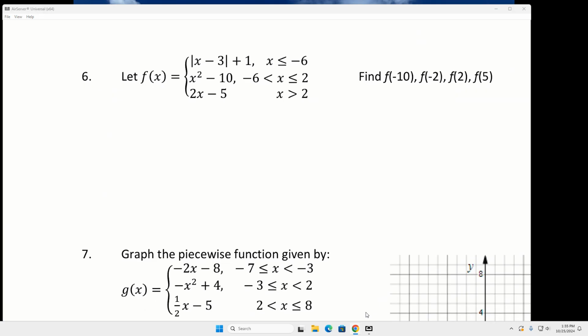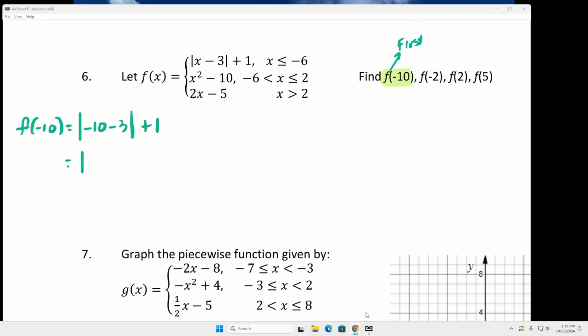So I'm going to start with f of negative 10. So looking at these, which piece would I plug negative 10 into? The first one, yes. And the reason is negative 10 is less than negative 6. It's on the left side of negative 6. All right, so f of negative 10 means we're going to have the absolute value of negative 10 minus 3 plus 1.